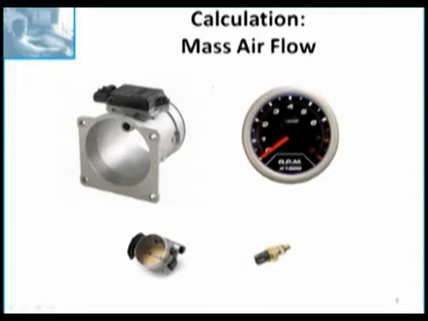Now, our big player here in calculation is mass airflow. It's the most common sensor to have a problem with. The mass airflow is supposed to directly measure the air mass by measuring the current flow that is required to keep a wire hot inside of it. The theory is the more air flows across the wire, the more current is needed.